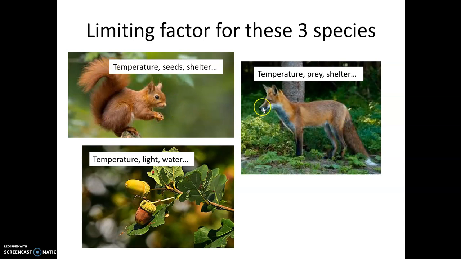Same goes for the fox over here. Temperature could be a limiting factor, so could the number of prey. And again, places to build their burrows or whatever else they need to sustain themselves. And for this oak tree down here, of course, temperature again, but also light intensity and also water availability. These 2 up here would, of course, also need to have enough water to sustain themselves, right? So there's a lot of factors that could potentially limit the population, and it would depend under certain circumstances which factor would be the most limiting.